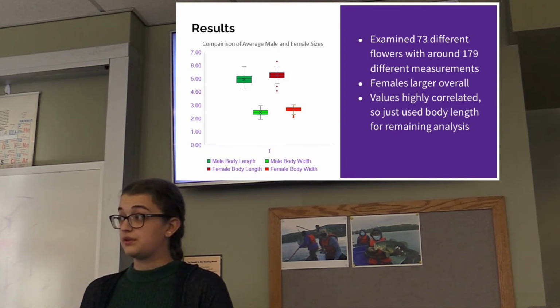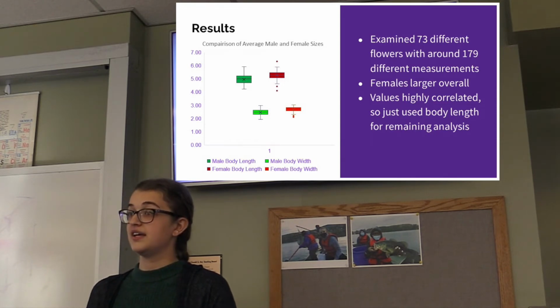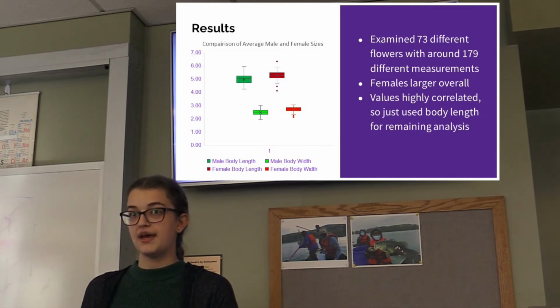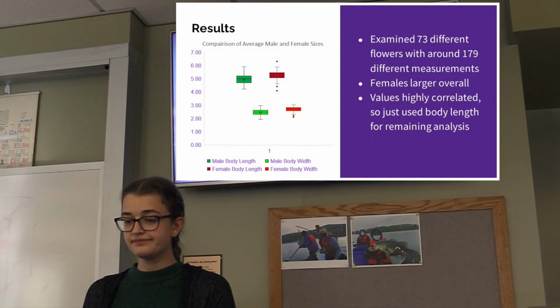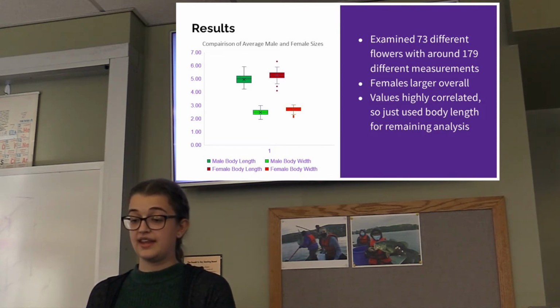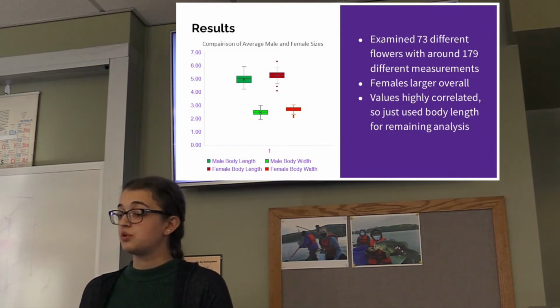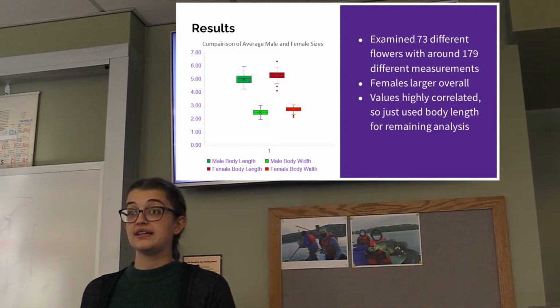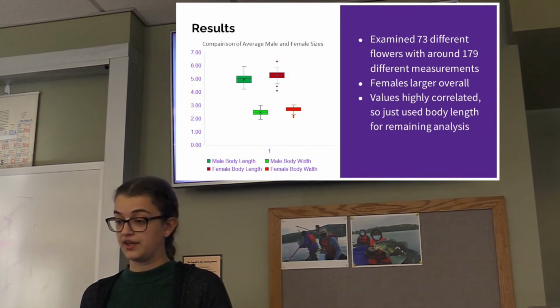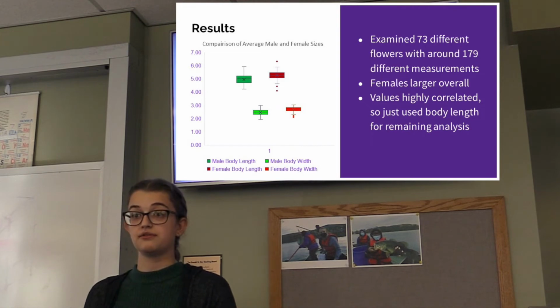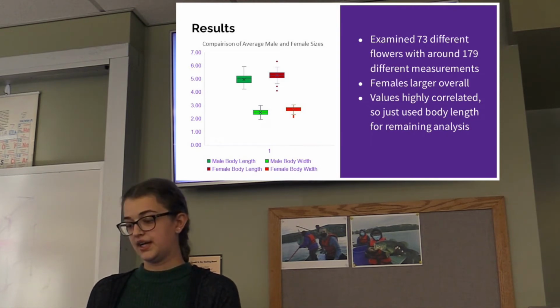Overall, I had 73 different spotted knapweed flowers with around 179 different measurements, and that's male and females included in one. And so females were larger overall, and we just ran a correlation with male and female body length and width, and they were highly correlated. So we just decided to go with body length for the further statistical analysis instead of having to do it for body length and body width.